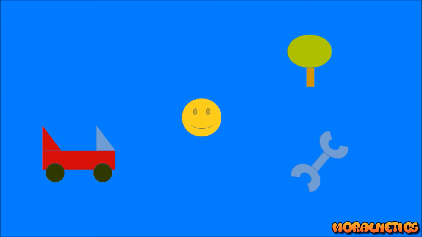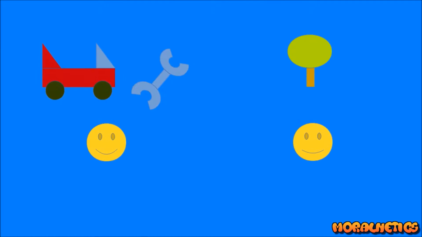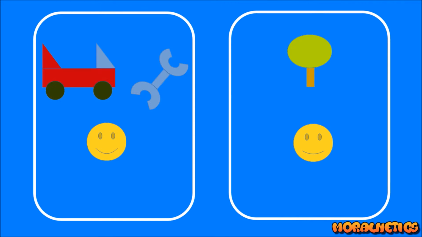In this example, there exists only one being for only one moment in time. We can then choose only one of two scenarios. One scenario where the being gets a car and a wrench, and another scenario where the being gets a tree. How do we determine which scenario maximizes joy?